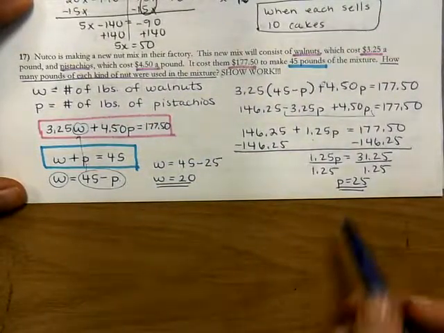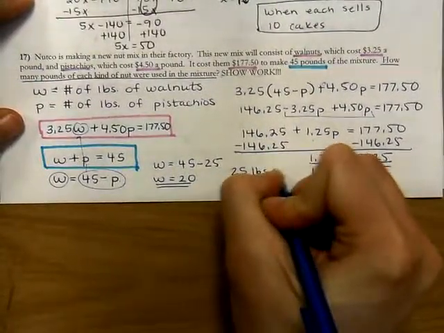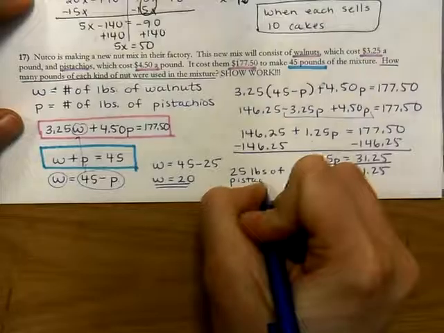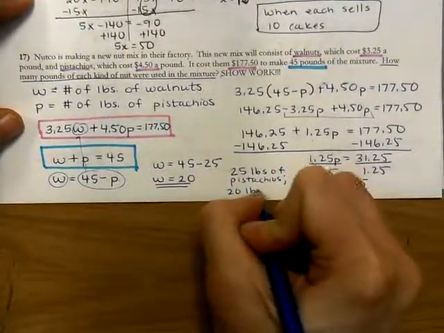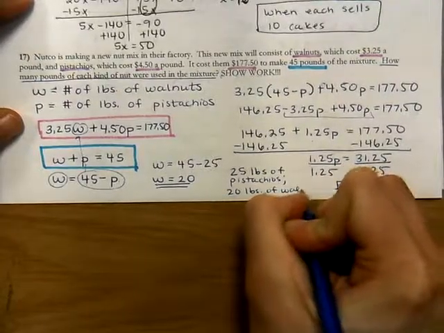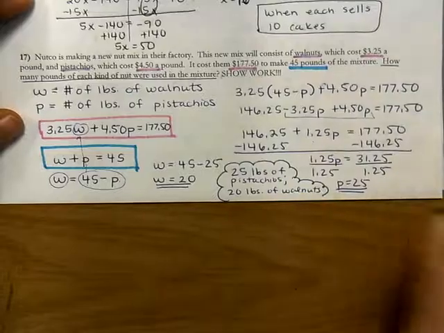So to interpret that, how many pounds of each kind? There are 25 pounds of pistachios, and there are 20 pounds of walnuts. And there's our answer. Flipping to the back, we have one more story problem to work through.